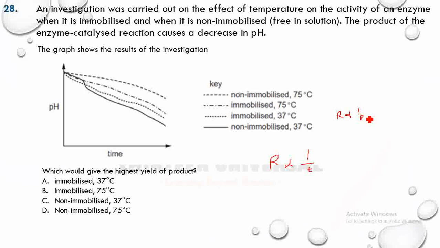So the one that gives us the lowest pH will be the one that has the highest reaction rate. This is the one that gives us the lowest pH. This thick line, that's the lowest pH, right? And that is non-immobilized at 37 degrees Celsius. That is C. All right.